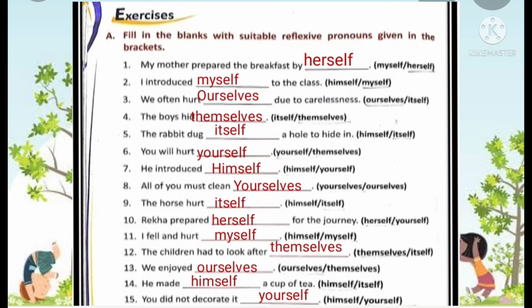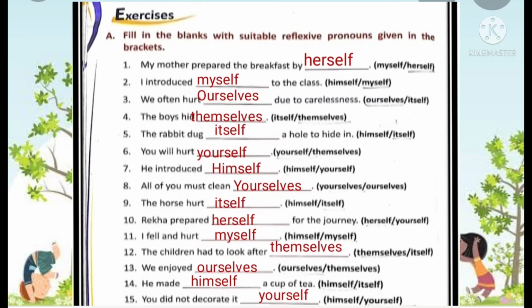Next one, fourth one, the boys hid dash, itself or themselves. We will use themselves because boys is also plural. Fifth one, the rabbit dug itself a hole to hide in. Here, because rabbit is an animal, that is why we have used the word itself to replace it as a reflexive pronoun.